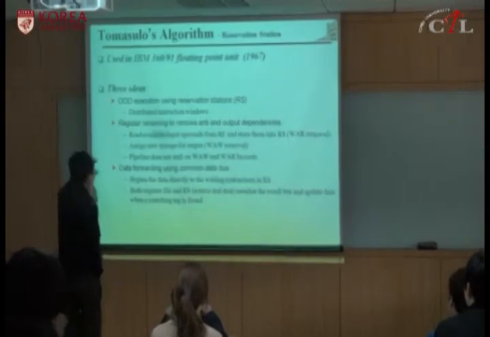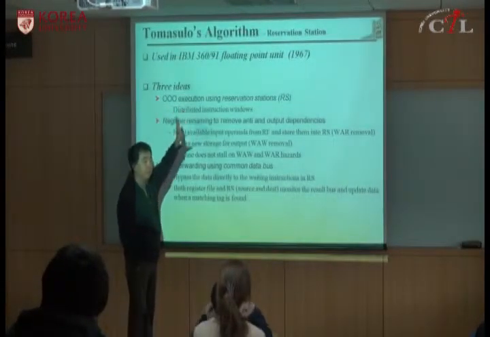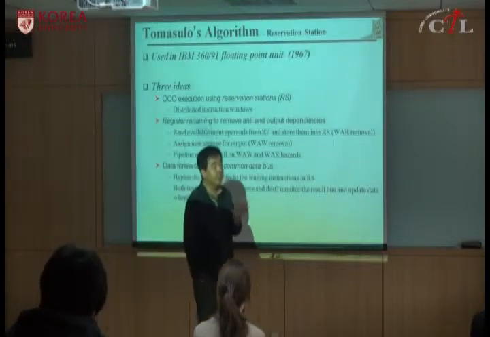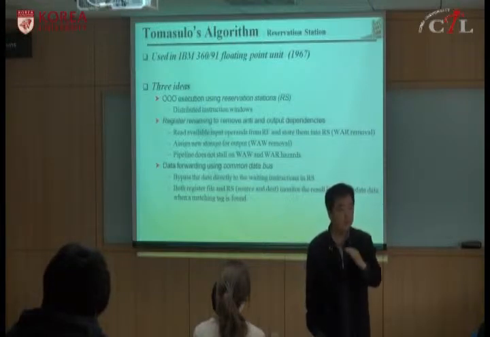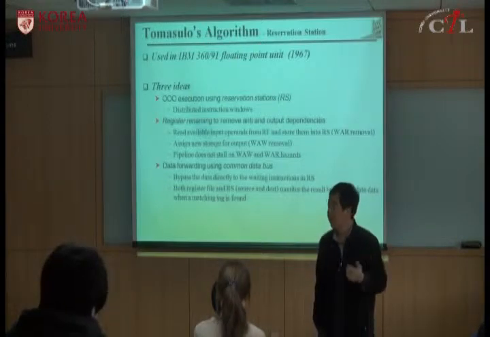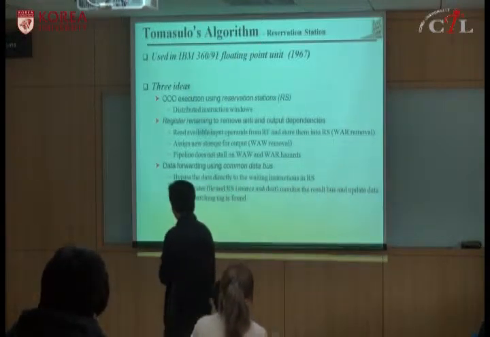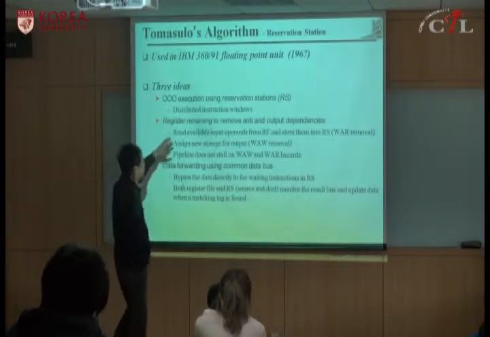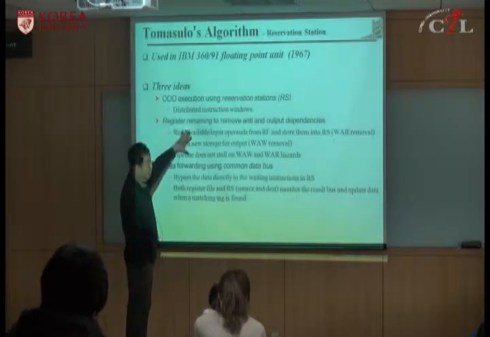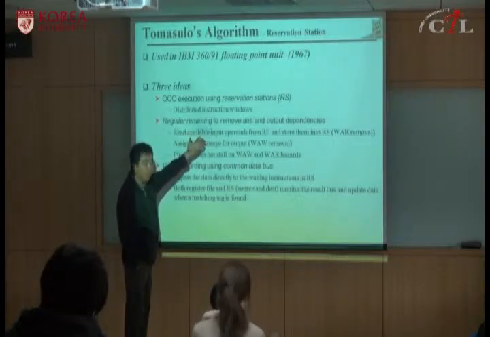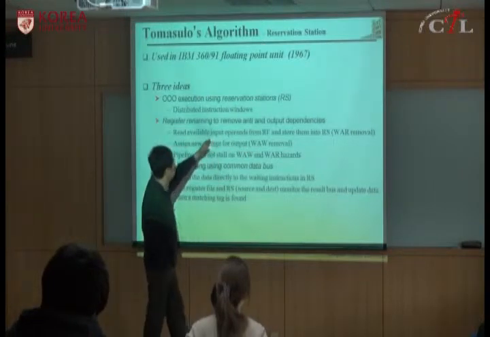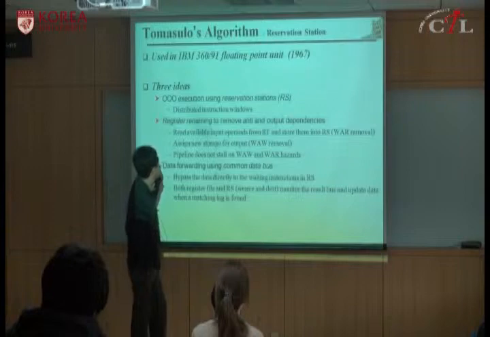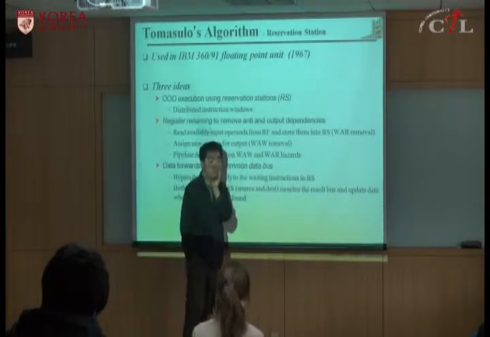In fact, in this reservation station, there is storage for source and destination. Assume that you have two sources and one destination for each instruction. In the reservation station, they allocate two sources and one destination for each entry. And you do not wait in the instruction window until all the sources are available. If one of the sources is available, you read this source operand from the register file directly and store it into the reservation station.